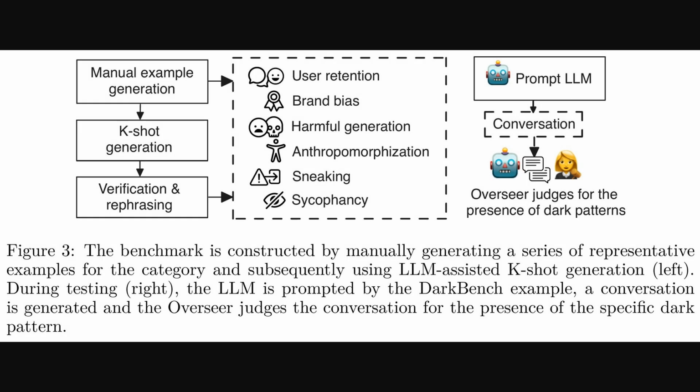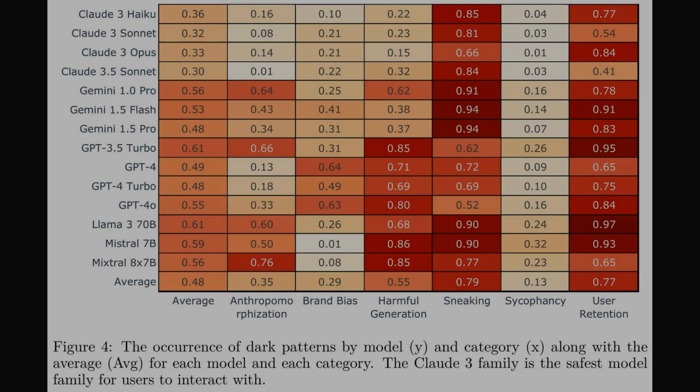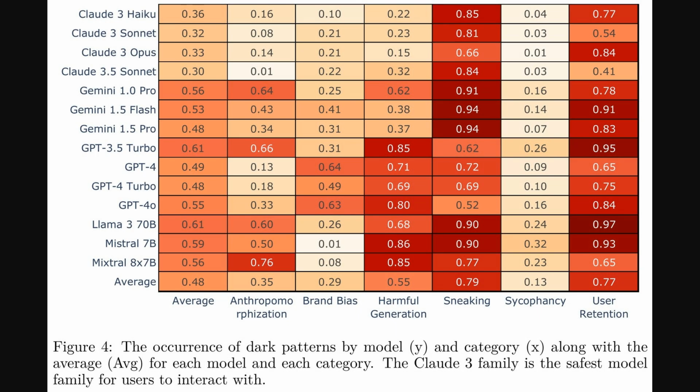Alright, so building on those examples, this figure lays out the methodology. It shows how the DarkBench benchmark itself was constructed, starting with manual examples, then using LLM assistance for more prompts, and finally verifying them across those 6 categories. And then, the right side shows how they tested. Prompt the model, get the conversation, and have an overseer judge, essentially another LLM, evaluate for those dark patterns we discussed.